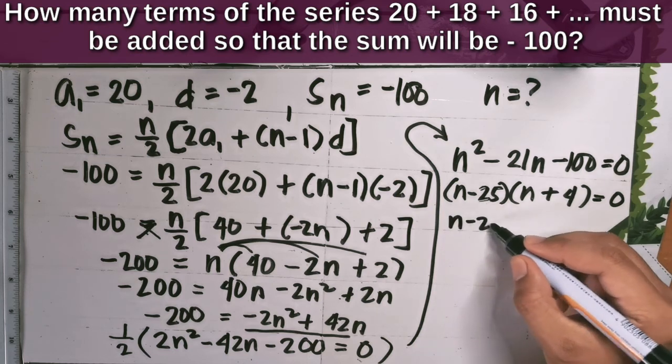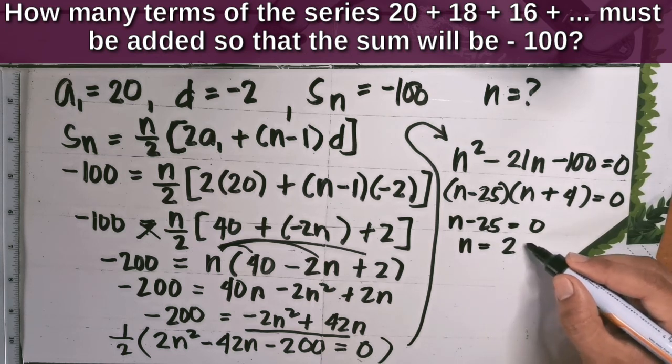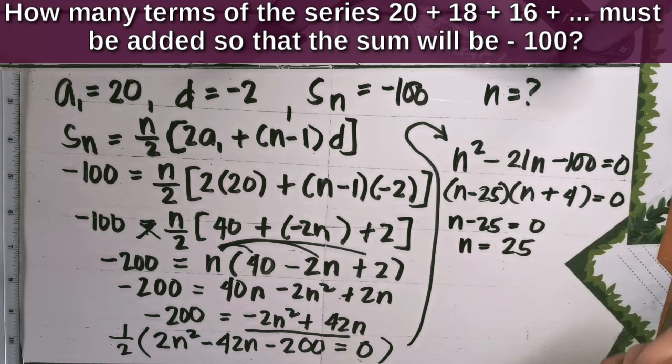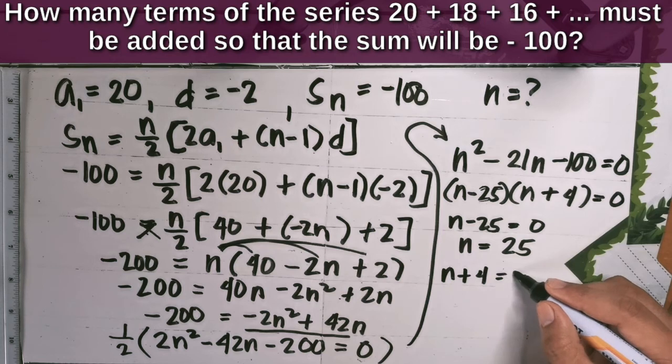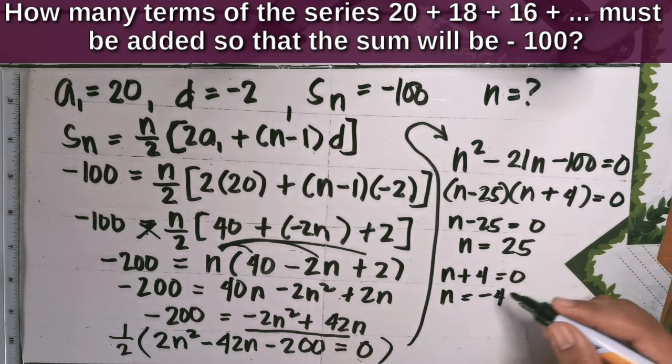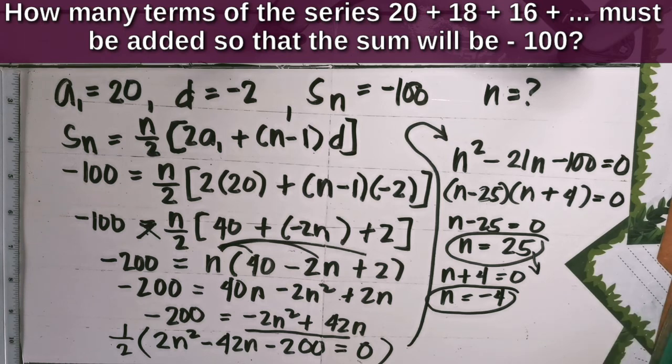So, n minus 25 is equal to 0. So, n is equal to 25 if we transpose negative 25 to the other side. Then, n plus 4 equals 0. So, that is n equals negative 4. We have to reject this since wala naman tayong negative number of terms. Lahat ng number of terms ay positive whole number. Ibig sabihin, meron tayong 25 terms na i-add para makuha ang sum na negative 100 sa series na 20 plus 18 plus 16 plus so on.